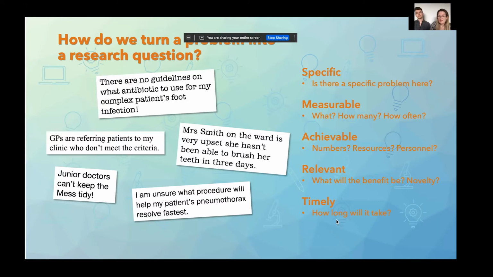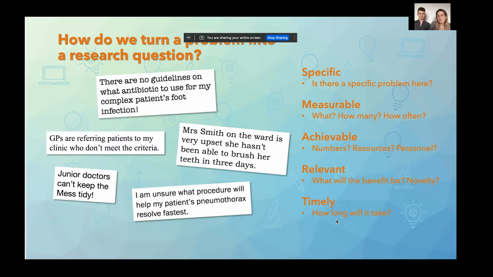So just moving away from Sarah for a second, back into a bit more of a medical context, we have created some problems that you might see in hospitals on the wards that would need different amounts of research behind them to provide evidence to solve the problem. So something as small as the junior doctors can't keep the mess tidy, or something which might take a bigger research project, such as there's no guidelines as to what antibiotic to use for this specific infection. So how are we going to change these problems into research questions?